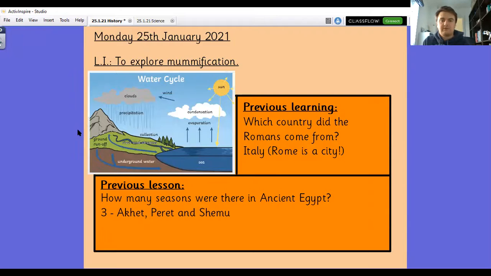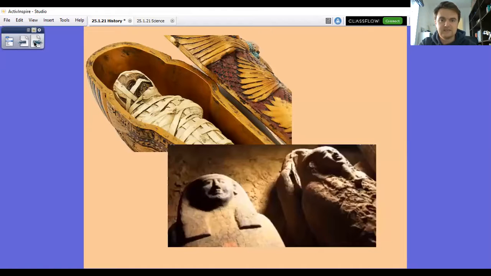And how many seasons were there in ancient Egypt? There were 3, also known as Akhet, Peret, and Shemu. Well done if you managed to get what they were called as well. I know that one was known as the Season of Inundation, but I can't remember all of them. Okay, on to today's task.